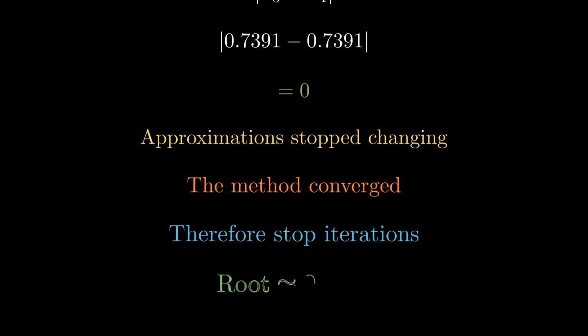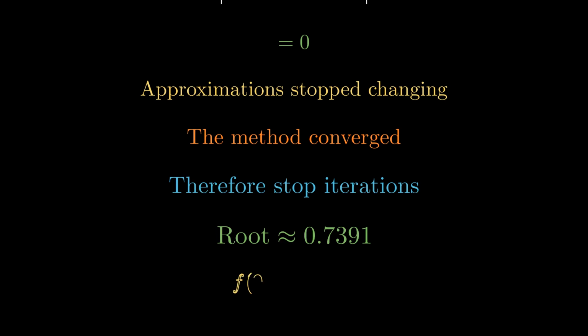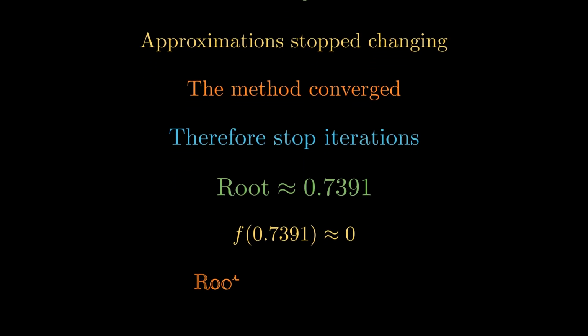Therefore, the approximate root is 0.7391. If we substitute the approximation into the function, the answer becomes approximately 0. Remember, a root is a value that makes the function equal 0.